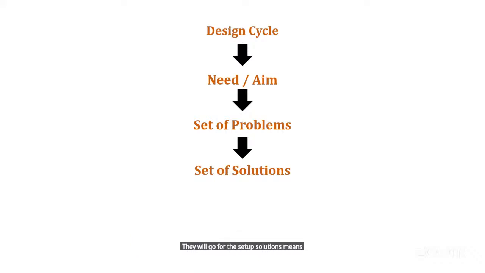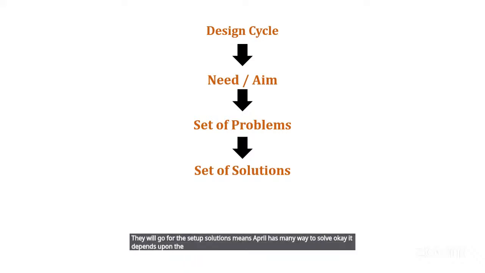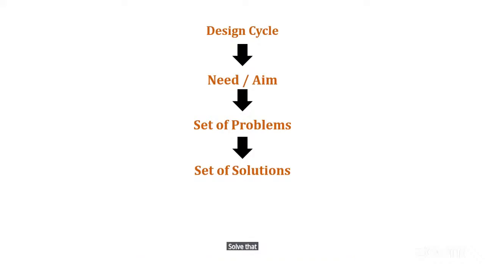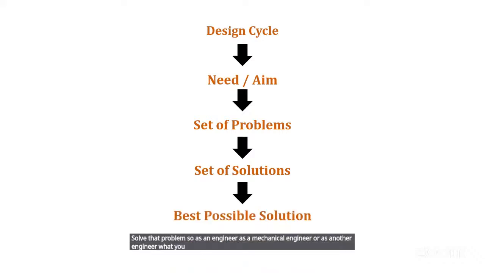A problem has many ways to be solved. It depends upon the technical skill of the person, his experience, and all the other things related to that, how that person is going to solve that problem. So, as a mechanical engineer, or as another engineer, what you have to do is select the best possible solution. This is the design cycle for you. First, the need should be there. Then you have to analyze the set of problems.